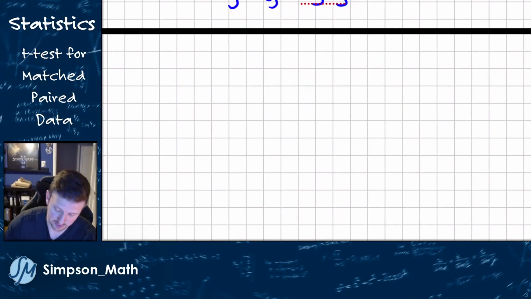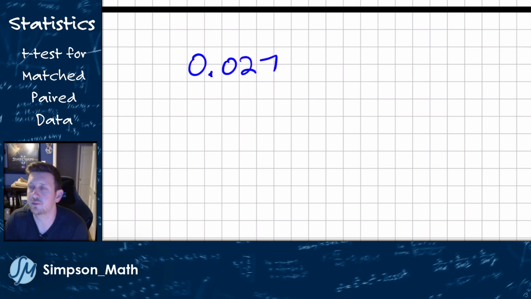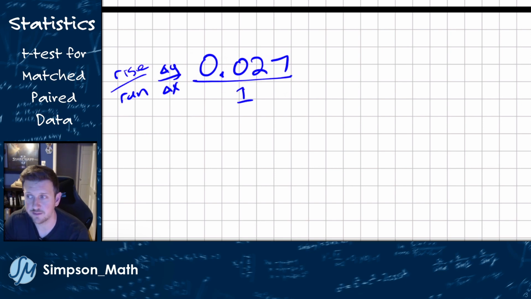So let me write down slope. Slope is this, 0.027. We're used to slope being rise over run, or the change in y over the change in x. We're used to this being some sort of fraction. Well, how can I get a fraction out of this? Don't think hard. Just take the number over 1. 0.027 over 1. Well, what's the units on here?